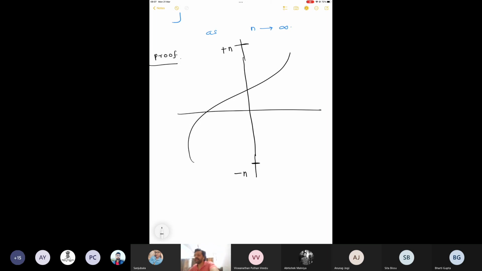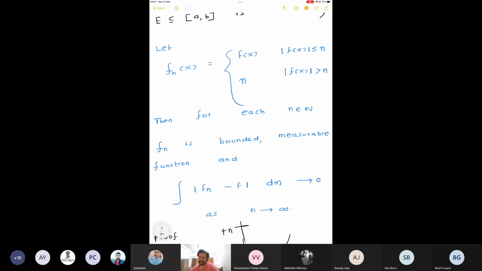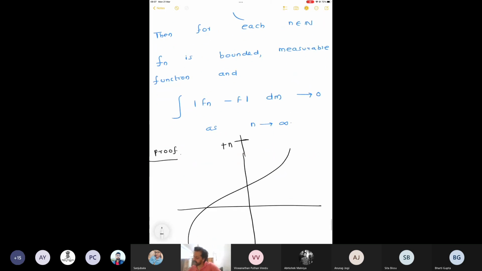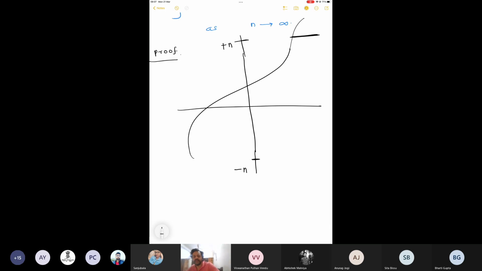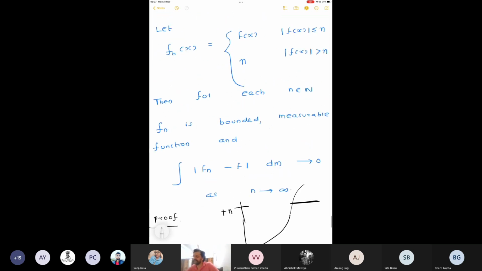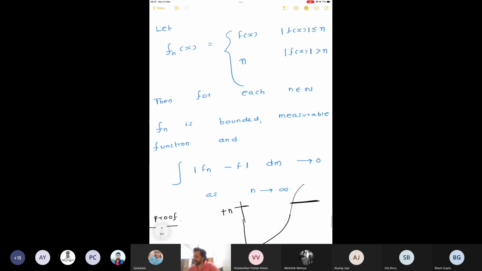Okay. If your function lies between minus n and n, take fn(x) as it is. And once it crosses minus n, you just put your fn(x) as minus n. If it crosses n, you take it as n. So this is how you are constructing your fn(x).